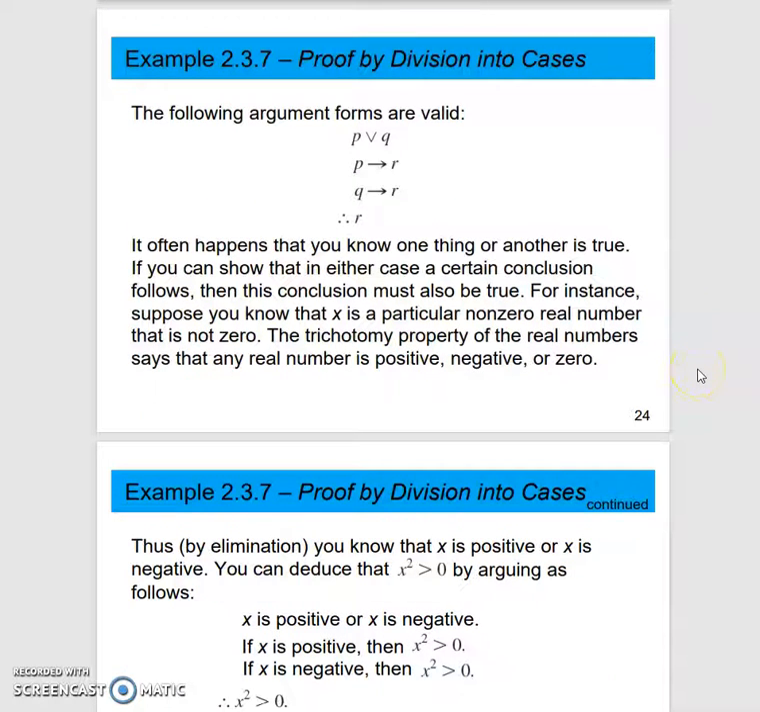We also have something called cases. So here we've got P or Q. We're told that P implies R and Q implies R. So basically, no matter which one we've got, we're going to end up at R. So my conclusion is that R must be the result.